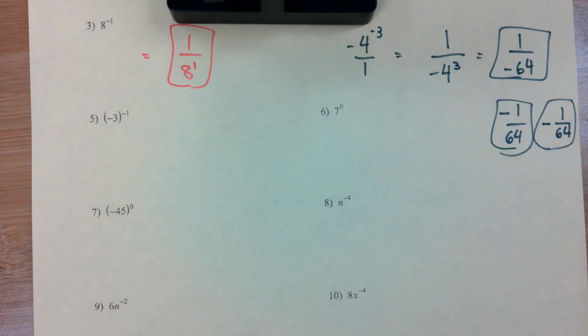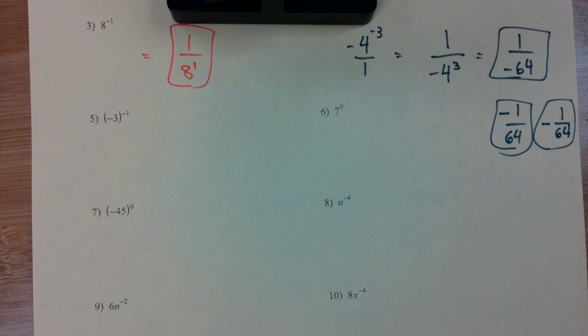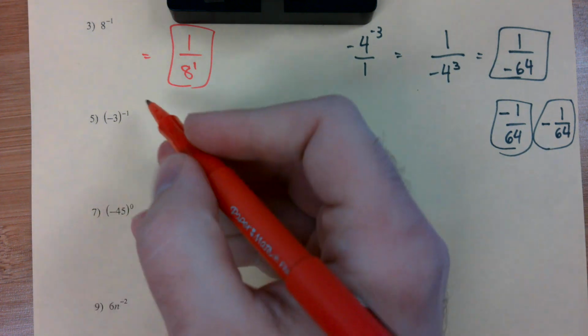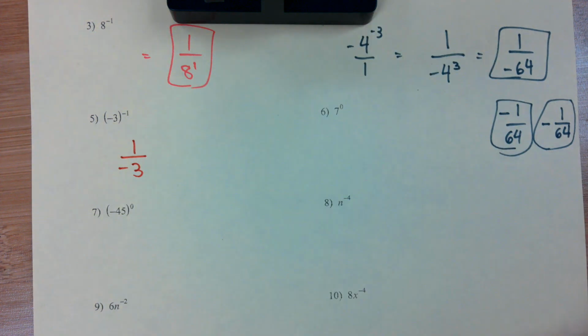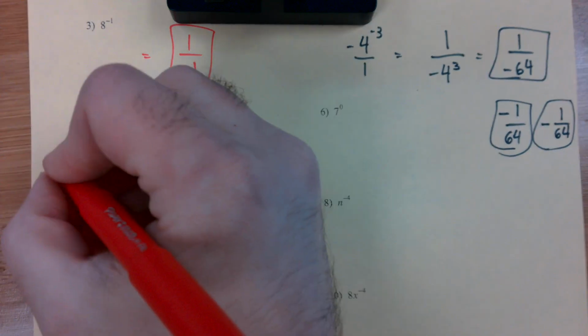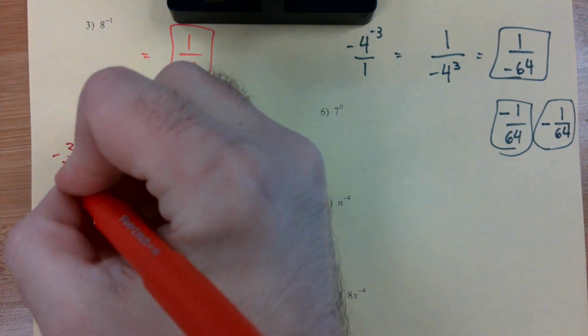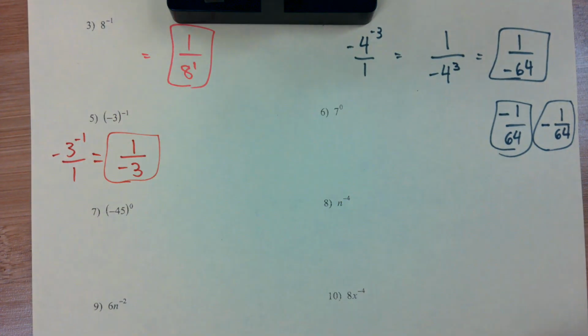Number 5, basically the same deal. Negative 3 over negative 3 to the negative 1 turns into 1 over negative 3. Again, if we have negative 3 to the negative 1 over 1, and we flip them and make our exponent positive, that's all we need.